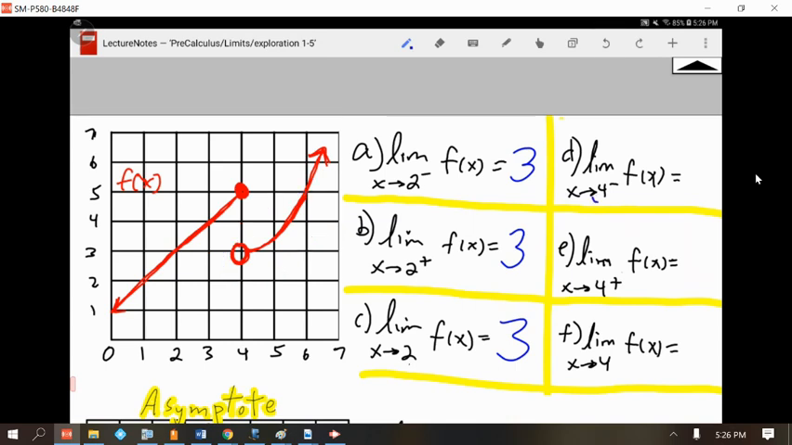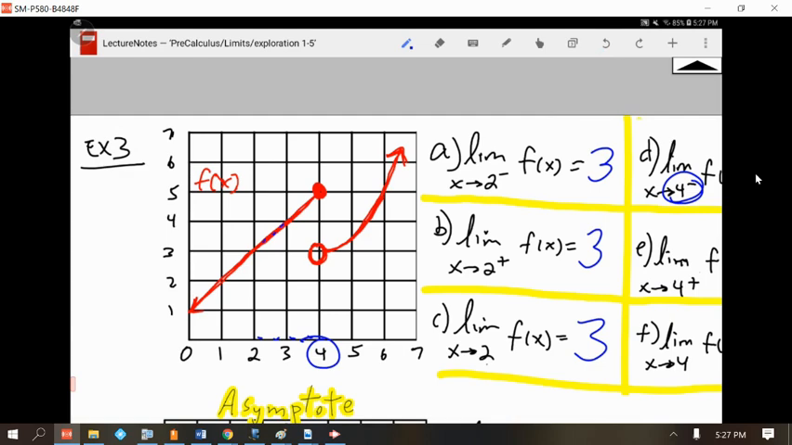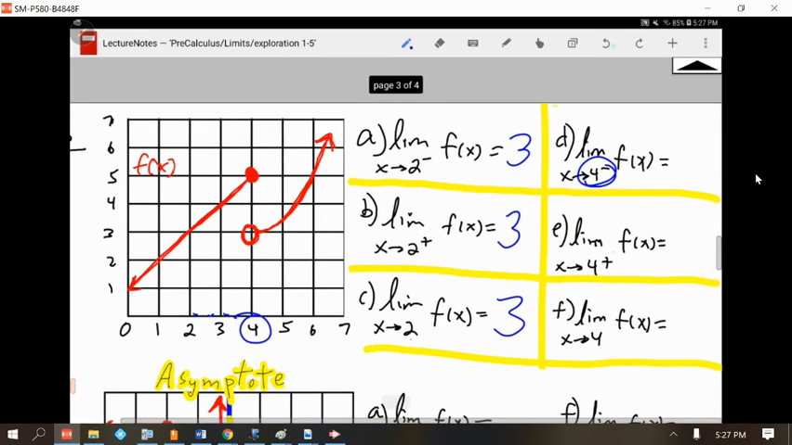But what's the limit as I approach 4 from the left? Again, here's 4. The left side would mean going up this line to the y value. As I approach 4 from the left, imagine being on an airplane landing on a runway. Where does it stop? It's going to stop at 5, right? As I approach 4 from the left, it's 5.